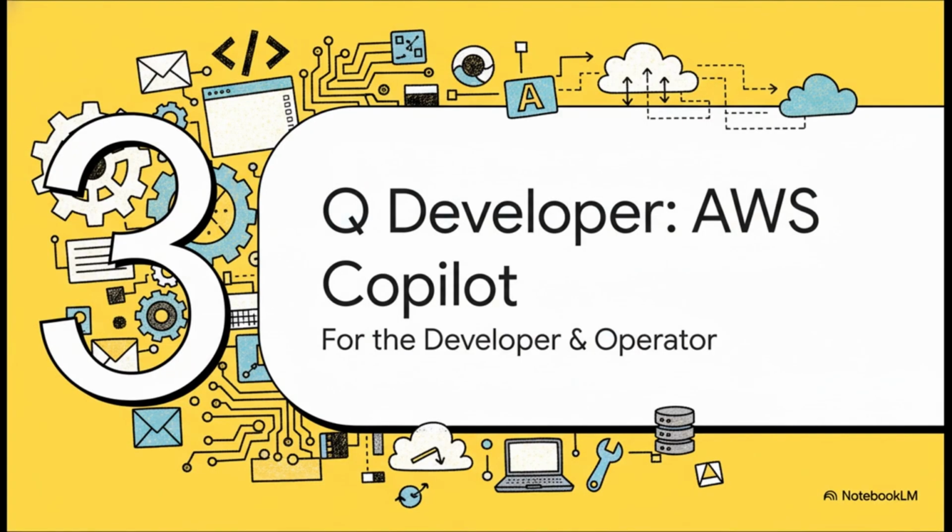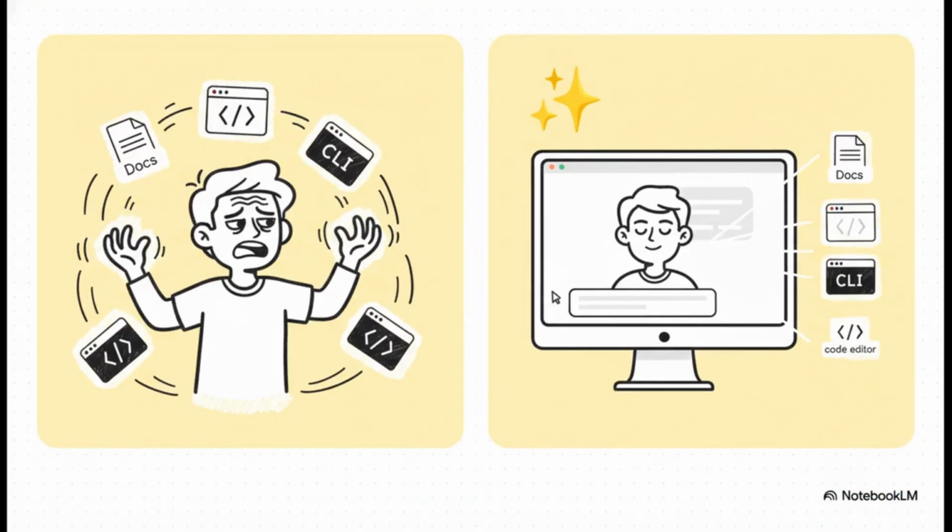All right, so we've covered the business user. Now let's pivot to the technical crowd. This is Amazon Q Developer, and it's built to be the ultimate sidekick for anyone building and running stuff on AWS. This slide just nails the problem that Q Developer solves. If you've ever worked with AWS, you know this feeling. You're constantly jumping between documentation, the AWS console, your terminal, and your code editor. It's a mess. Q Developer wants to bring all of that into one single, chat-based place.